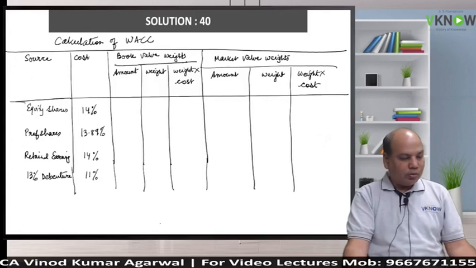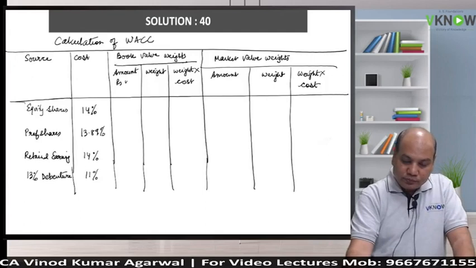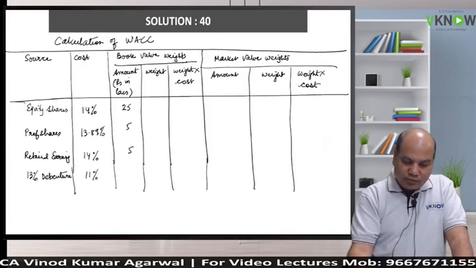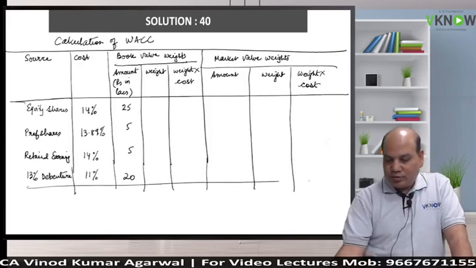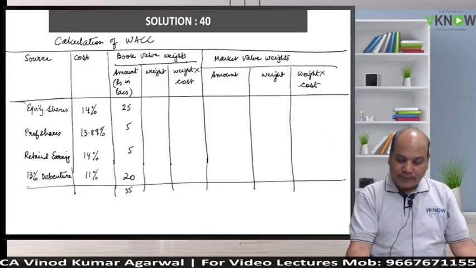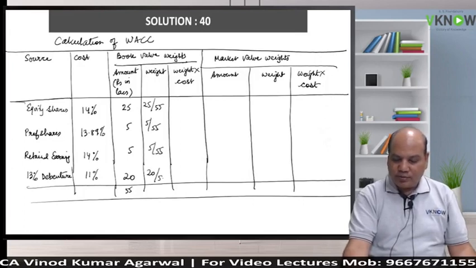11%. Amount, copy from the book. You can write rupees in lakhs here. 25, 5, 5, 20. Total. Anybody, total 55 lakh? And then how to write weight in quick format? 25 by 55, 5 by 55, 5 by 55, 20 by 55.